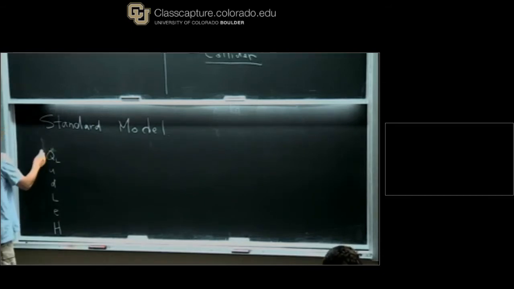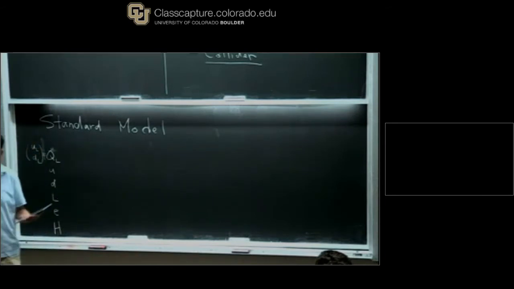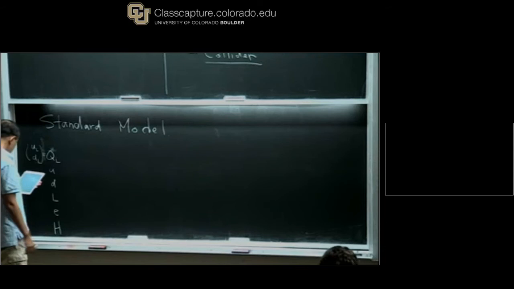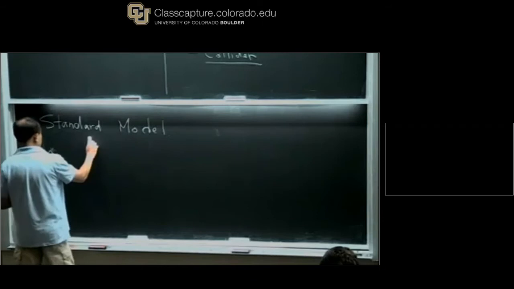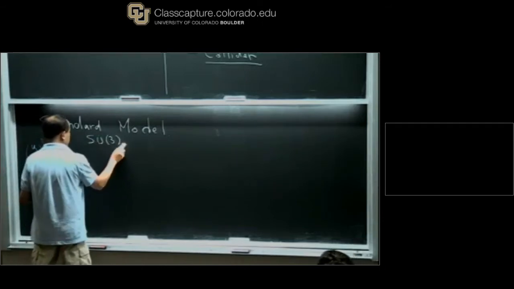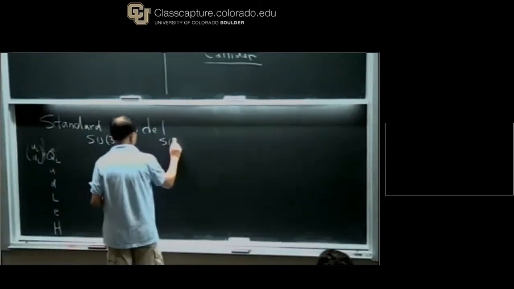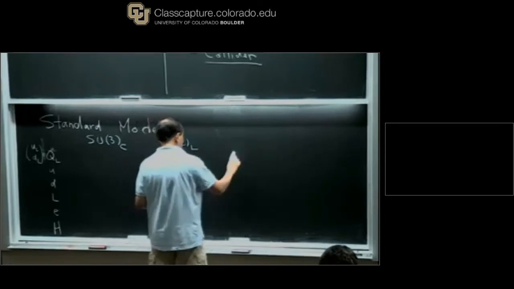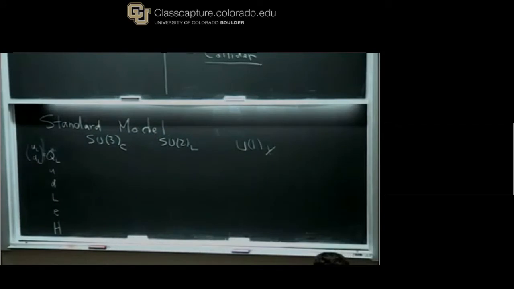collectively denoting U_L and D_L. So left-handed and right-handed. Imagine for the moment nobody has mass, so that the chirality is very well defined. SU(3)_C is the gauge symmetry for the strong interaction, SU(2)_L and U(1)_Y.